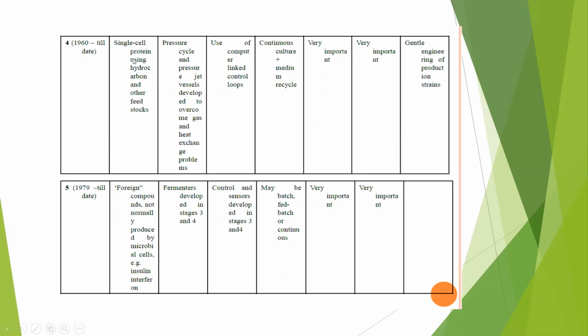From 1962 till date, another product is single cell protein, using hydrocarbon and other feedstocks, and then pressure cycle and pressure jacket vessels were developed. Use of computer linked control groups, and continuous culture plus medium recycle, which is very important. So just go through this.